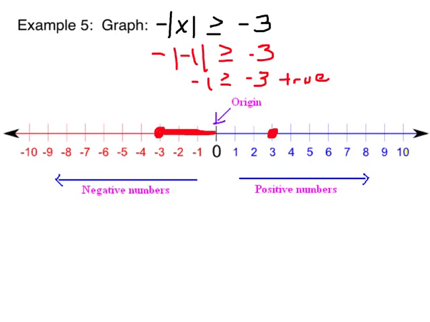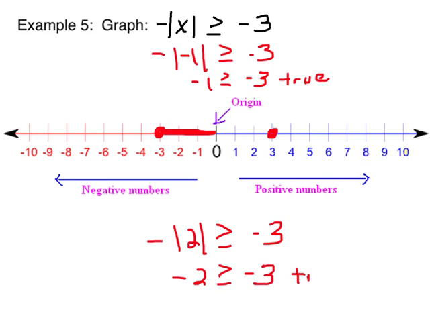Let's try another number. Let's say the opposite of the absolute value of 2 is greater than or equal to negative 3. Well, the absolute value of 2 is 2, and the opposite of 2 is negative 2. Is negative 2 greater than or equal to negative 3? Yes, it is. That is also a true statement. So, our line will just go between the positive 3 and the negative 3, and that will be our solution set for that.